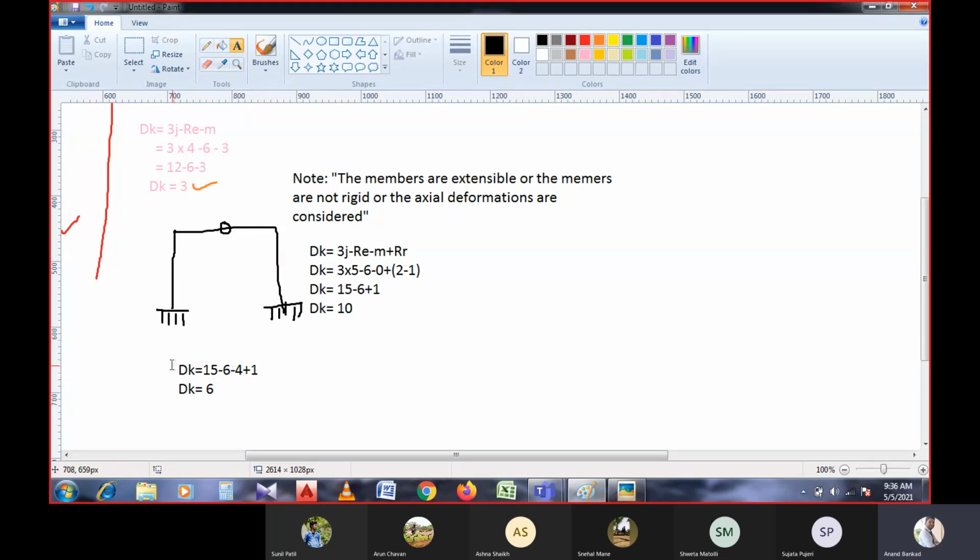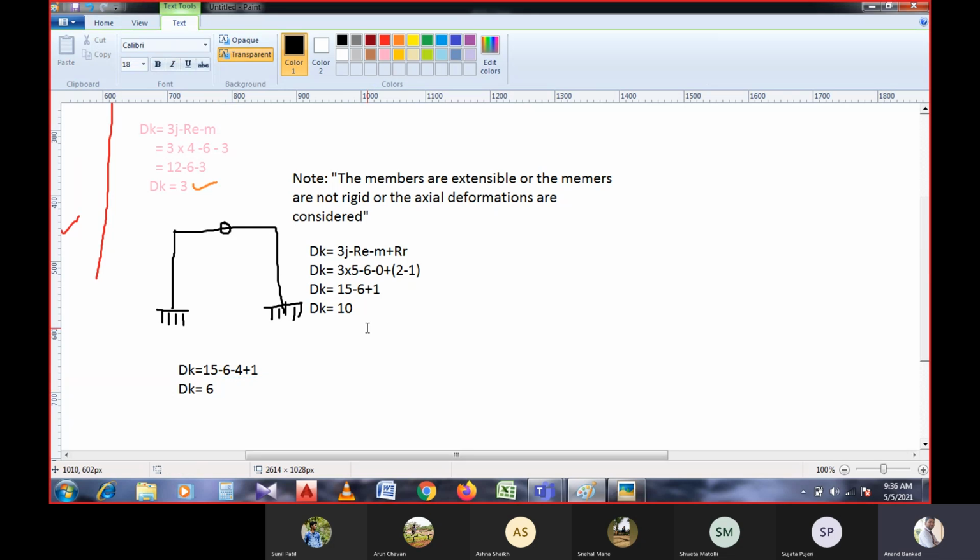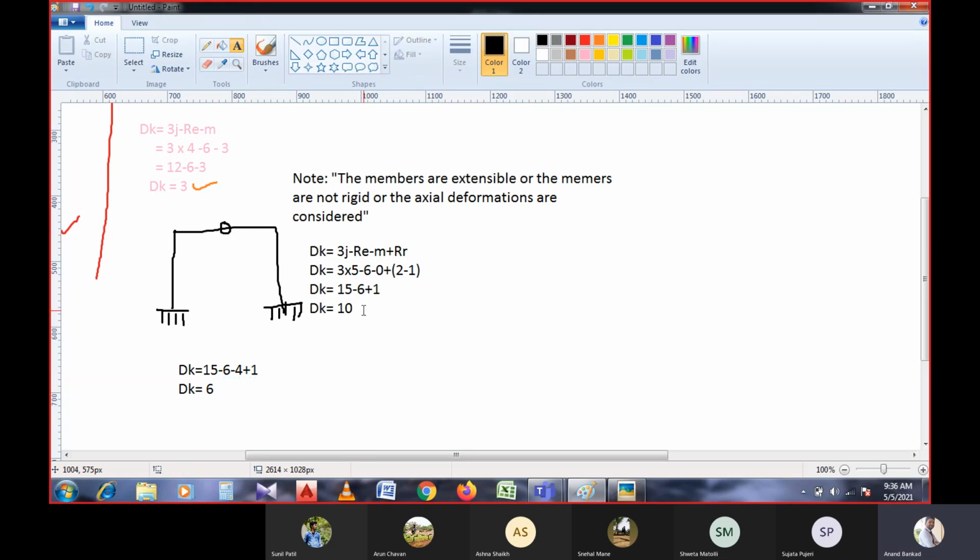So is that clear? When the particular structure is given as rigid, right? When the particular structure is given as extensible, right? You have to remember these words: extensible, not rigid or rigid, and axial deformations are considered. I hope these words are clear for you people. If it is not clear, let me know and I can repeat it once again and take another example to explain it.